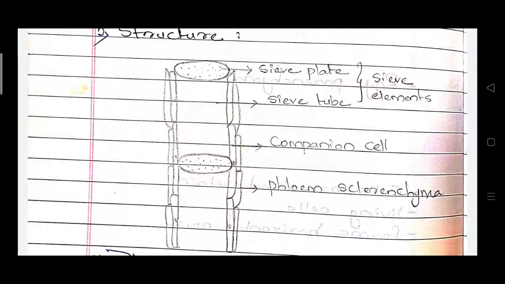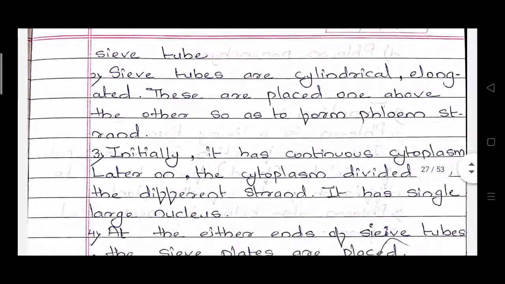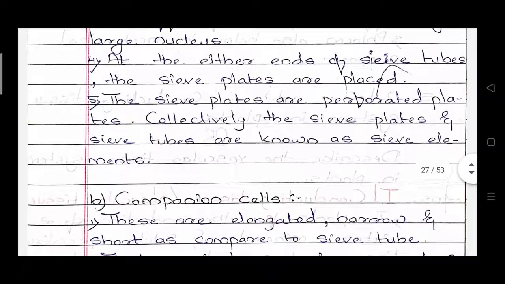See these sieve tubes in cylindrical shape. Also it is elongated, and in between the sieve tubes the sieve plates are present. Sieve plates are perforated, that's why the transportation of solutes takes place between the sieve tubes. So this is all regarding these sieve elements. These sieve elements are collectively sieve plates and sieve tubes and they have their own large nucleus.